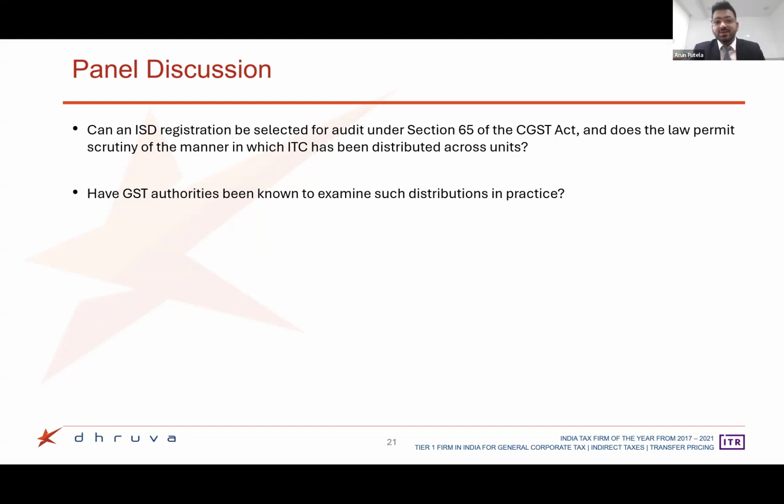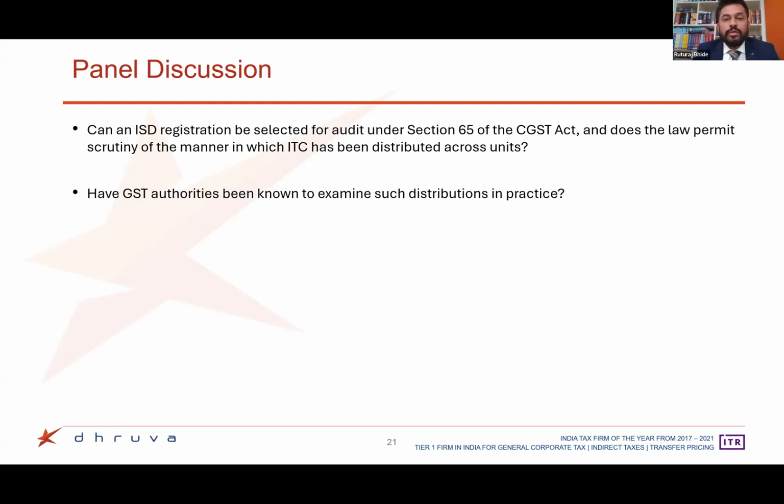And just one thing to add, within this audit itself, since ISD in itself does not avail any credit, it only passes the credit. Even if there are some discrepancies, then where is this notice or demand going to be? Is it ISD or the recipient locations? That will also be interesting to see. Yeah, but I think one point I pick up from what Sangeeta said is that it's very important for any entity setting up the ISD mechanism to get things right in the first go itself, because we can very much be assessed, we can be scrutinized in terms of how I'm distributing credit.